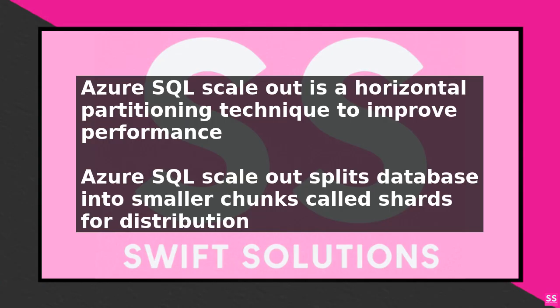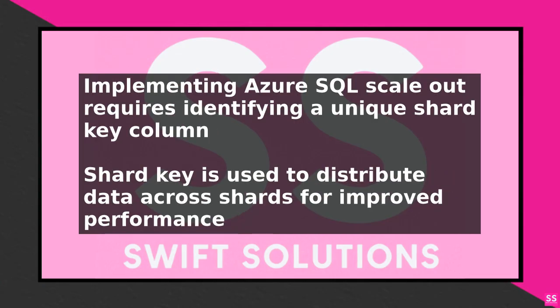Azure SQL Scale-Out is a horizontal partitioning technique that splits your database into smaller chunks called shards. Each shard contains a portion of your data and can be stored on a separate server. This allows you to distribute the load across multiple servers and improve performance.